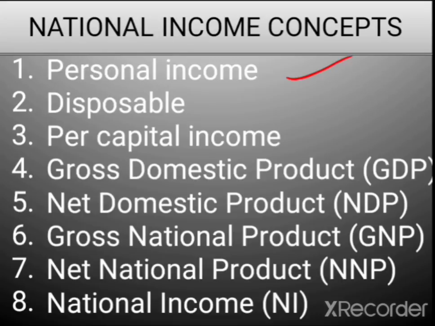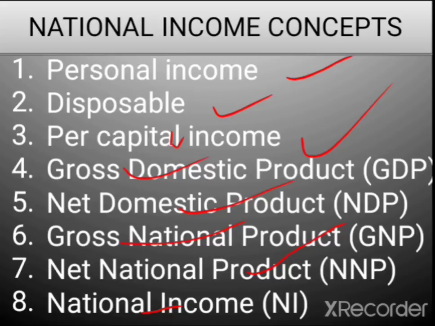We have the personal income, disposable income, per capita income, we will correct that spelling later. We have the gross domestic product, the net domestic product, the gross national product, the net national product, and we also have the national income, which we have talked about, that is the amount of goods and services produced in a country. So these are some of the concepts that are very vital in understanding national income.